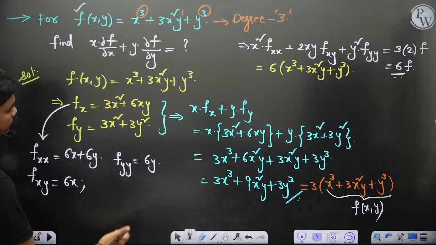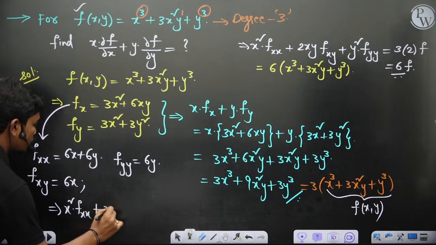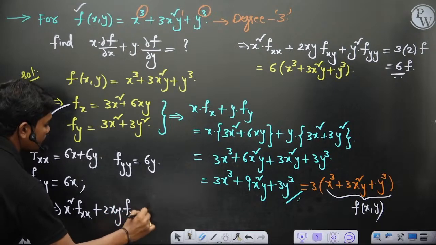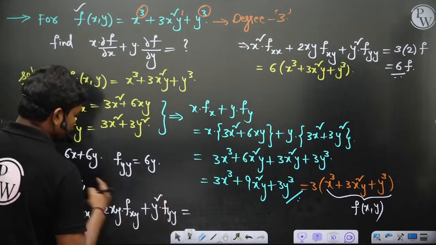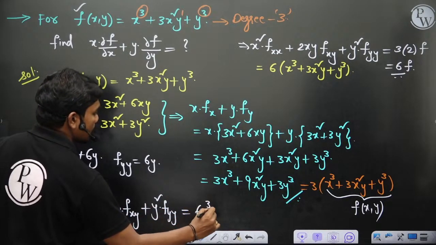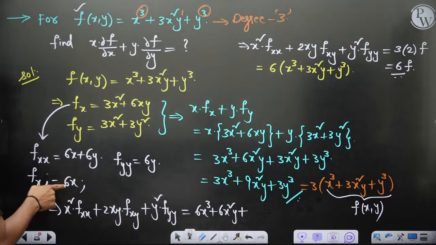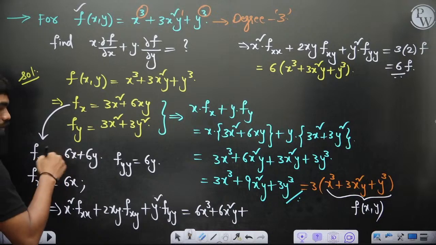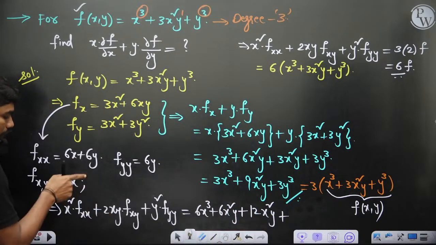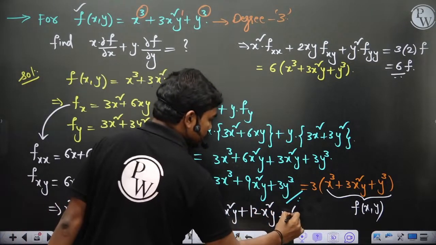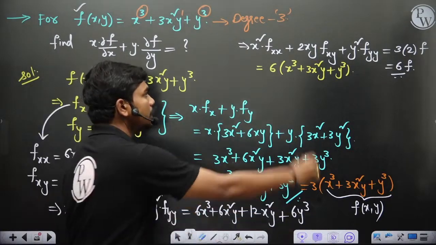So let's calculate then. x square times fxx plus 2xy times fxy plus y square times fyy. If I calculate these terms, x square times this gives you 6x cube plus 6x square y. That is the first term. Then 2xy times fxy, so 2xy into 6x gives you 12x square y, plus y square times fyy, so y square into this gives you 6y cube. So this is 6 plus 12, 18. If you take 6 common, you would get this expression again.